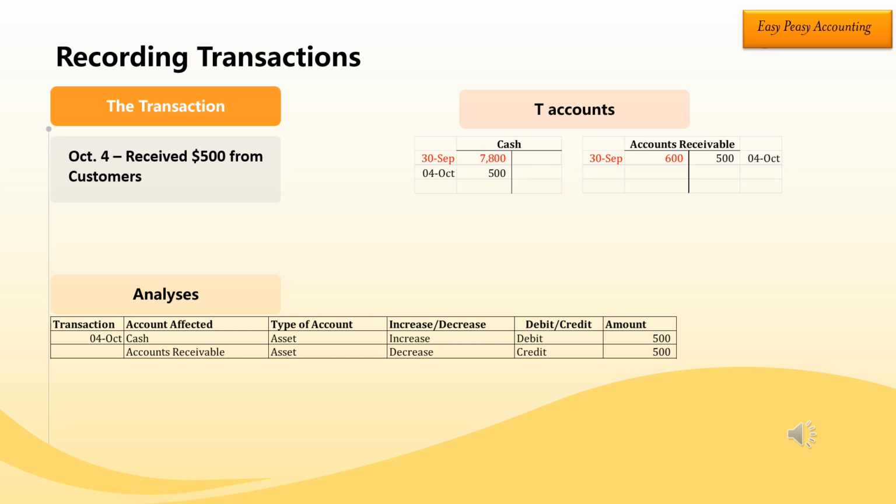As you can see, they're T accounts. Cash increased, recorded on the left side, the debit side of the T account. Accounts receivable decrease recorded on the right side, the credit side of the T account, because assets are debit. Asset increase on the debit side and decrease on the credit side.